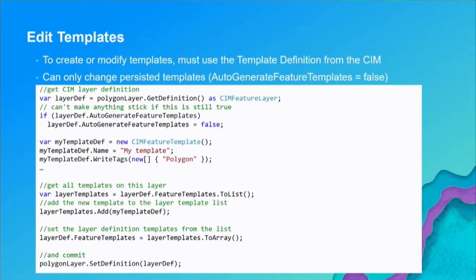I'm then going to create a new feature template, set some properties on the template definition, such as the name and tags and possibly some default values. I'm going to get the list of templates that exist on the layer. I'm going to add my new template to that list. I'm going to assign that list back to the layer definition, and then I'm going to call set definition on the polygon layer to set that CIM definition back. One of the important concepts with CIM is that there's always a get definition and a set definition pairing. So you do the get definition, you do your work, and then you call set definition.